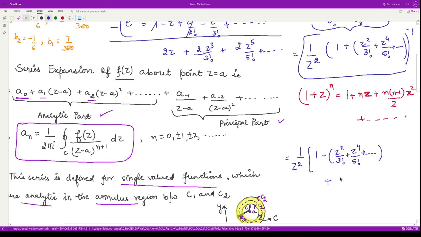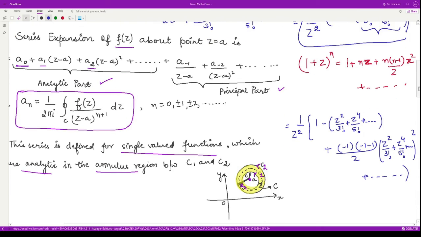So n here is minus 1, and then we have minus 1 divided by 2 into z square. And what is z square? This is our z. So it would be z square by 3 factorial plus z raised to power 4 by 5 factorial and so on, right? The square of this term and terms continuing like this.